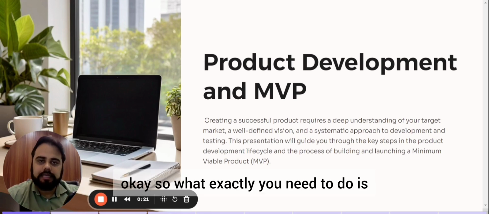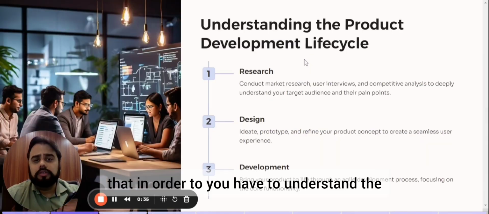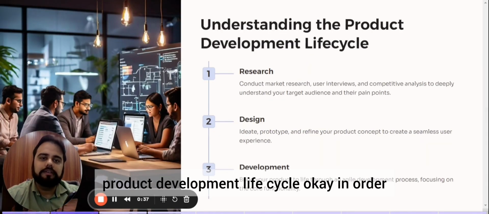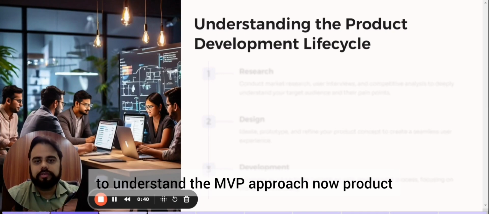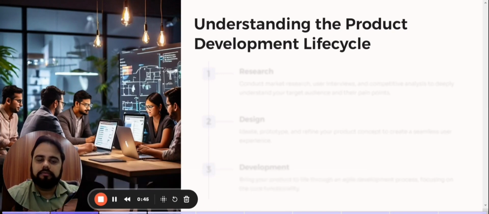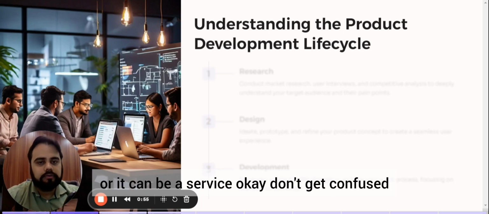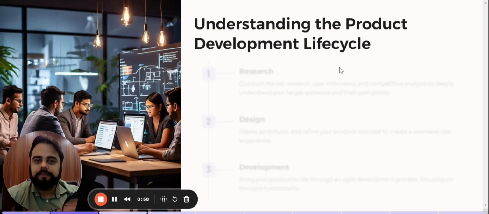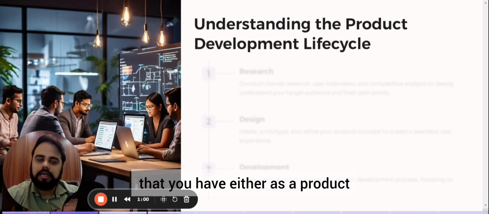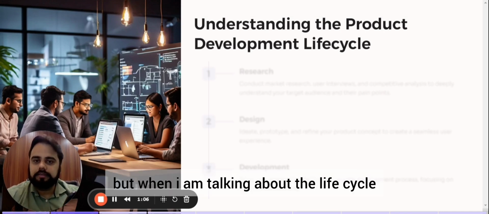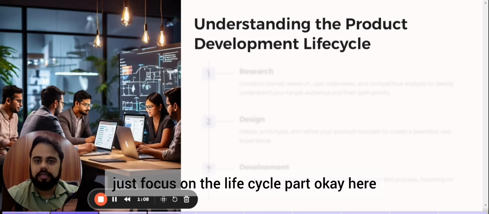What exactly you need to do is understand the product development life cycle in order to understand the MVP approach. Now, the product development life cycle is applicable to any kind of product. It can be a software product, a physical product, or a service. So don't get confused with the term product. Here it means any offering that you have, either as a product or as a service. But when I am talking about the life cycle, just focus on the life cycle part.